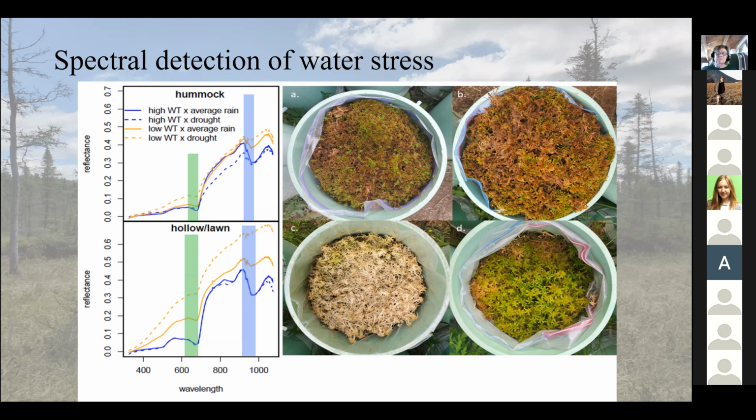And then I also wanted to point out how far apart each treatment level in the hollows is. Well, there's much less of a difference in indices between the hummock treatments, indicating once again that hummocks are more resistant to water stress.